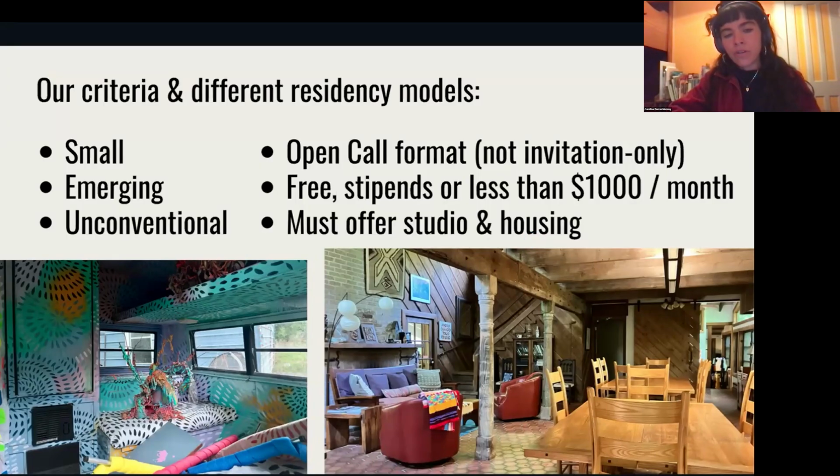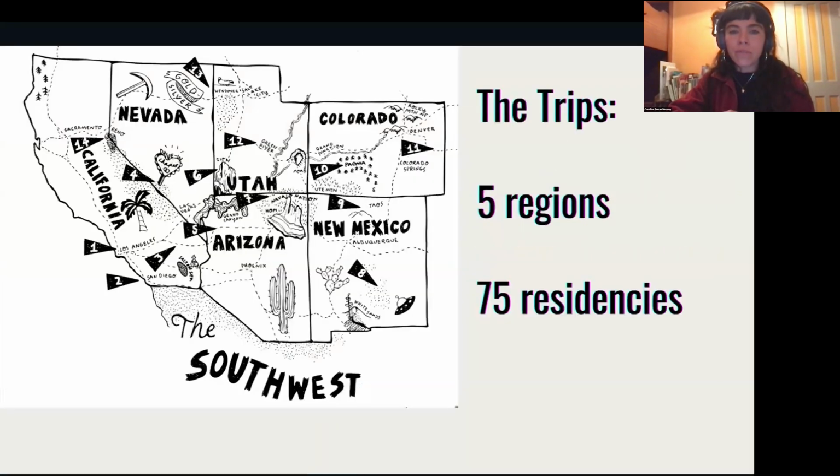And this is just our criteria for the residency spaces we go visit. So in some way, them being small, emerging, or unconventional, open call format, not invitation, free, or if they have to charge, it's no more than $1,000 a month. Bonus points if they give artists a stipend, extra bonus points if they're focused on environmental, social, racial justice, equity, and they must also offer studio and housing. There are a lot of studio-based residencies that may not offer housing, but we focus on that.